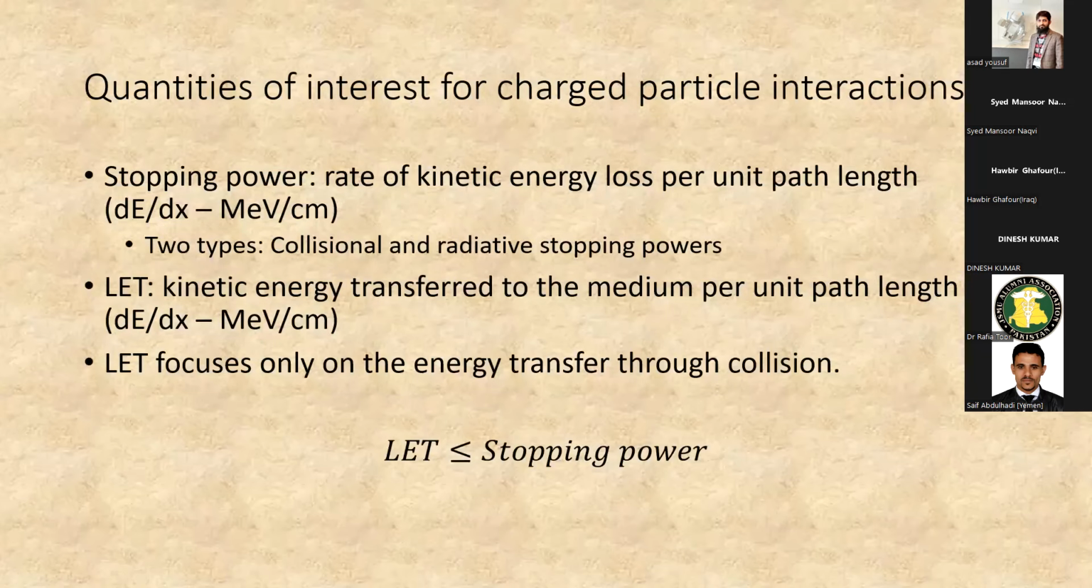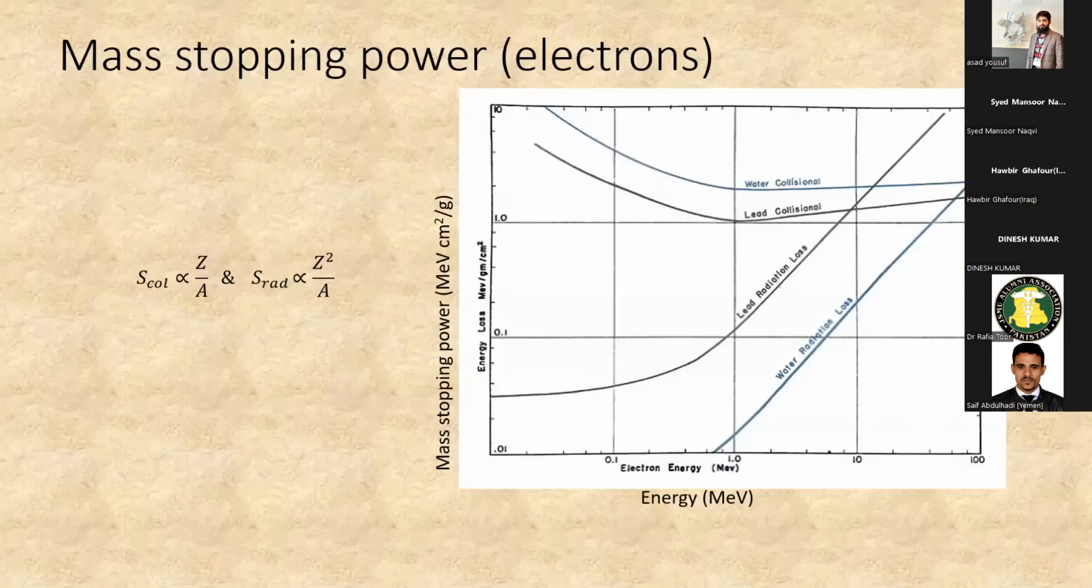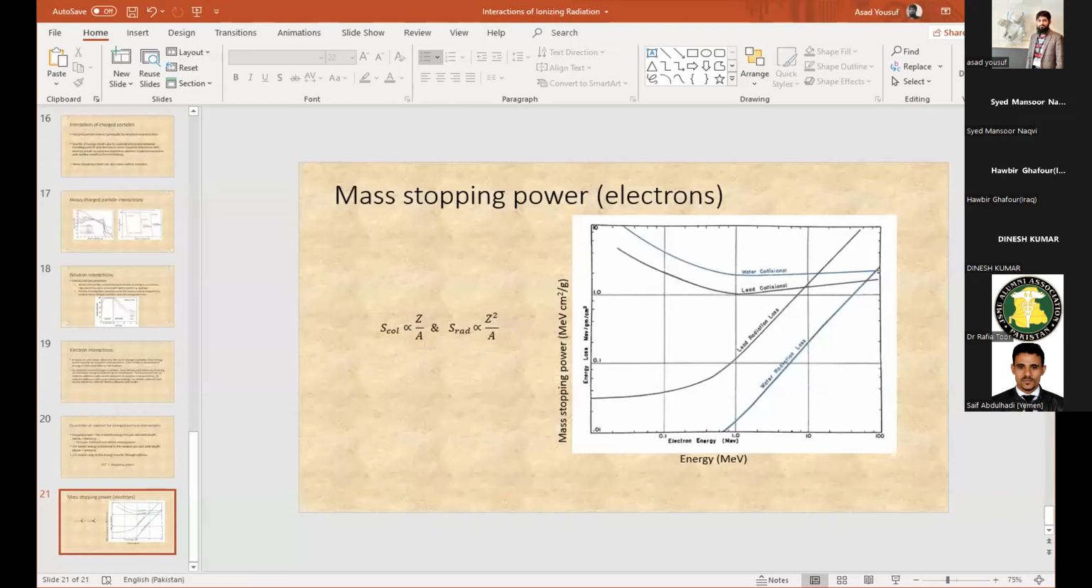Quantities of interest for charged particles: stopping power, the rate of kinetic energy lost per unit path. The two types of electron interaction are collisional and radiative stopping powers. LET is the kinetic energy transferred to the medium per unit path length, and LET focuses only on energy transfer through collision. LET, linear energy transfer, is less than or equal to stopping power. And this is a diagram to understand the collisional and radiative losses. This is the last slide of my presentation as well.